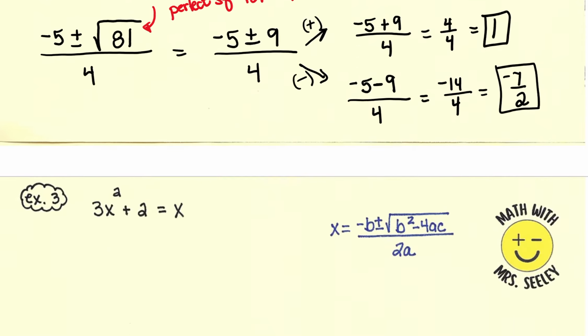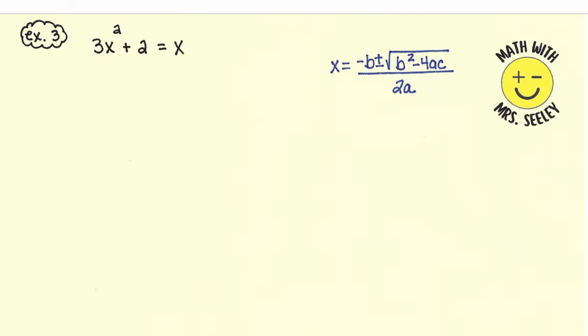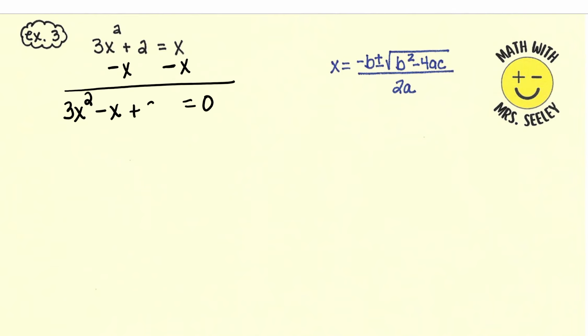Let's take a look at example 3. Looking at example 3, I see, first of all, I'm not in the correct form. I need to be set equal to 0. So subtract your x from both sides. When you do that, you will get 0 over here, but make sure that you have this in the correct order. So it's 3x squared, then the minus x, and plus 2. Pick out your a, your b, and your c, making sure that you keep your signs with your letters.